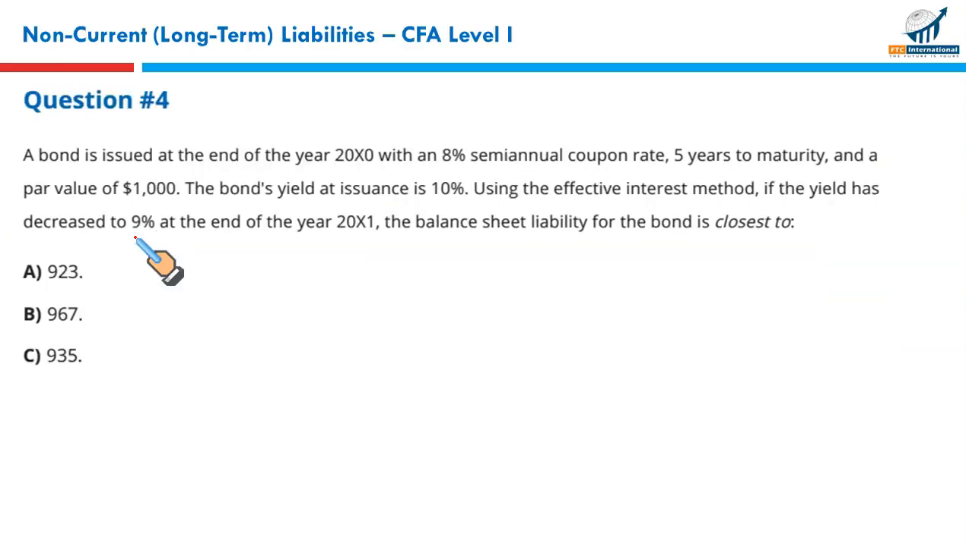All right, here we go. Next question is bond valuation. A bond is issued at the end of year 2000X0 with an 8% semi-annual coupon rate. Semi-annual means paid twice a year. It's an important point. 5 years to maturity, and a par value of $1,000.